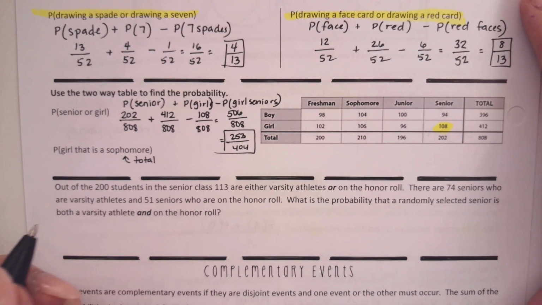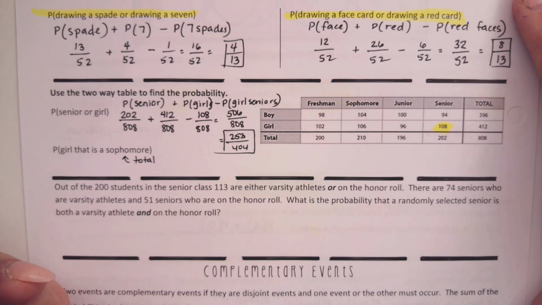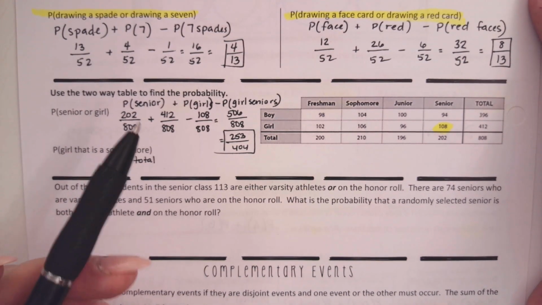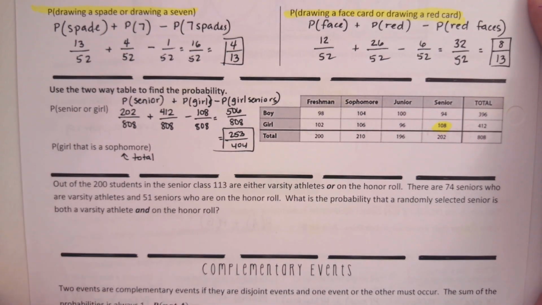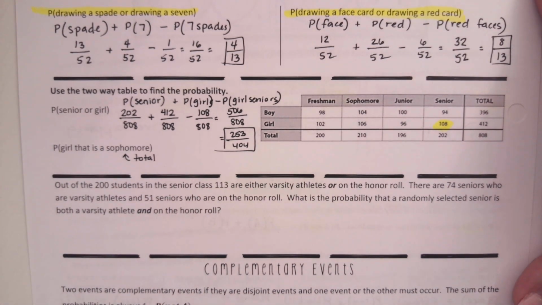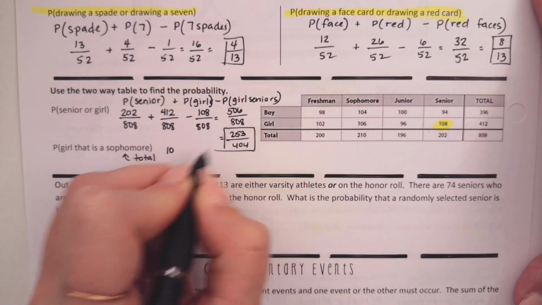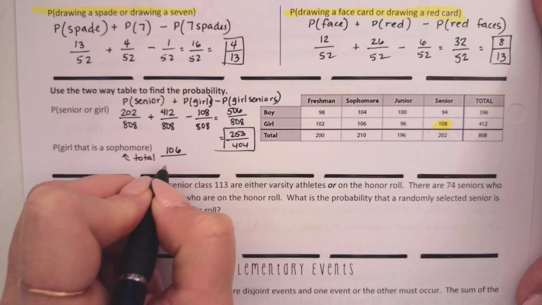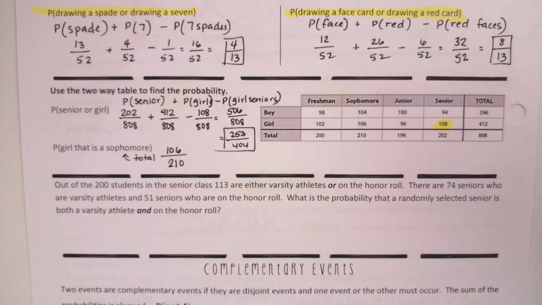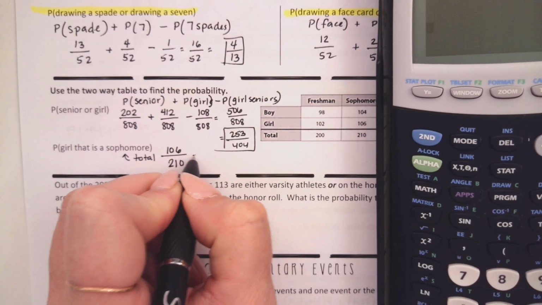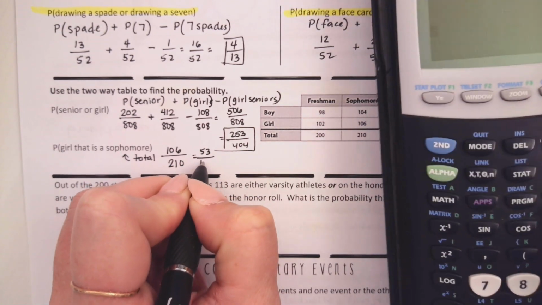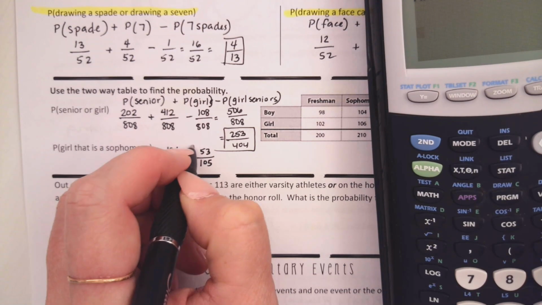Oh, I thought it meant the chance of a girl sophomore out of the total. No, not out of the total. Just a girl that is a sophomore. Oh, so you're choosing a random sophomore. Yes. So this would be 106 because there's 106 girls out of how many total sophomores? 210. No, it's not overlapping because it's not more than one event. Oh, that's like 50%. 53 out of 105. So just a different way to look at these two-way tables. I feel like they're very unique.